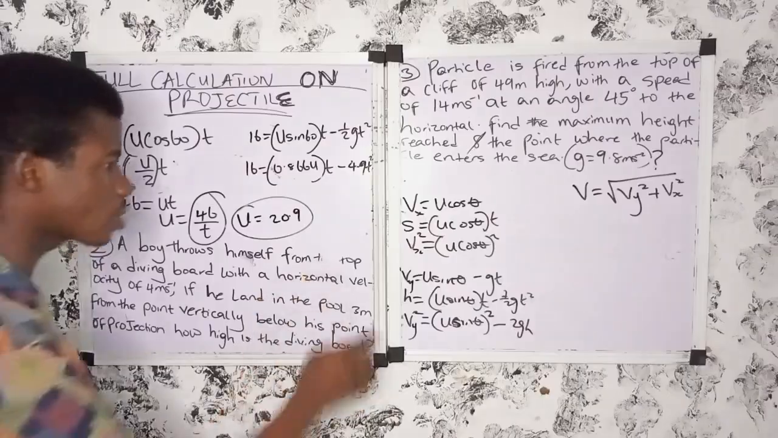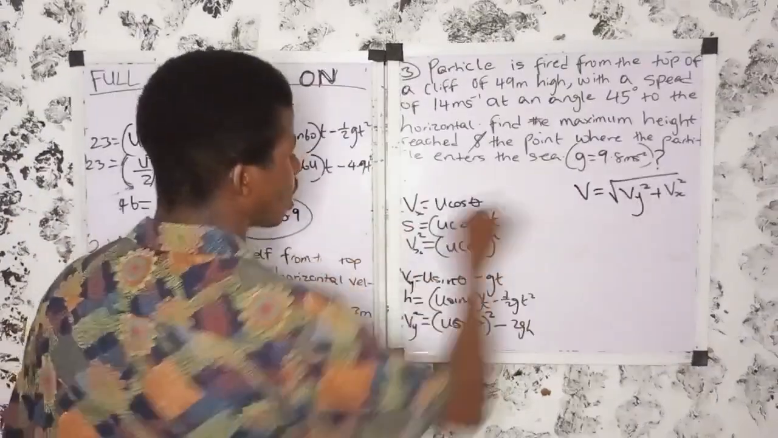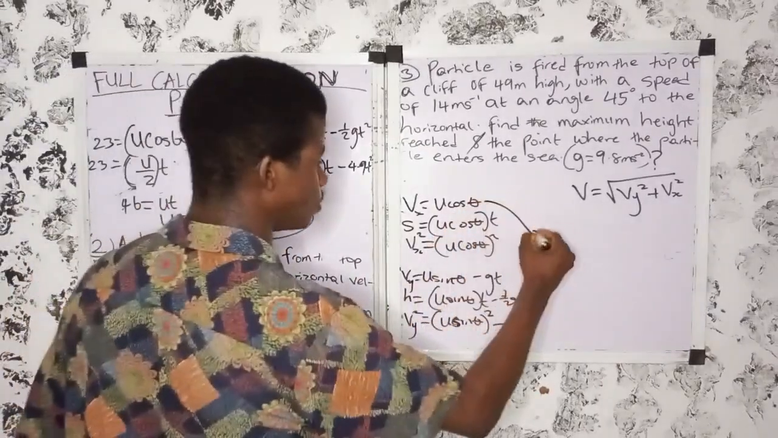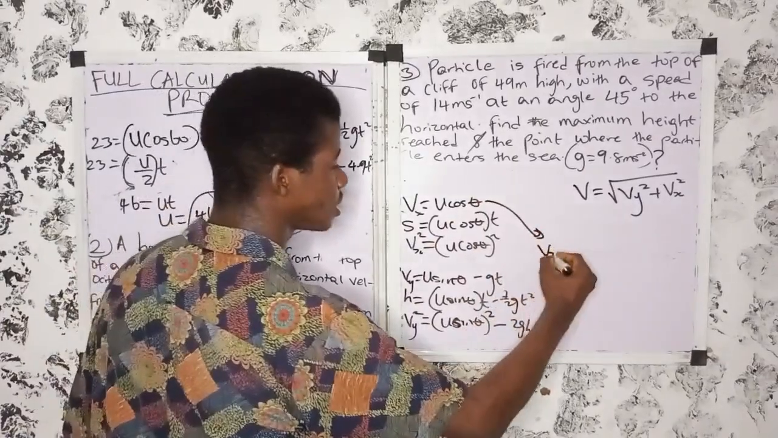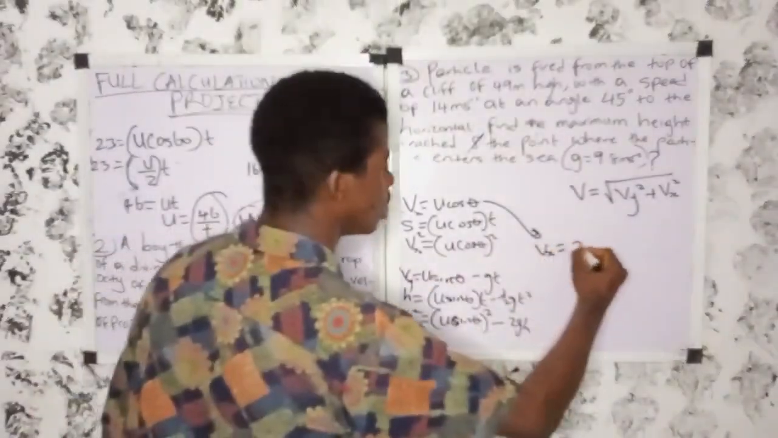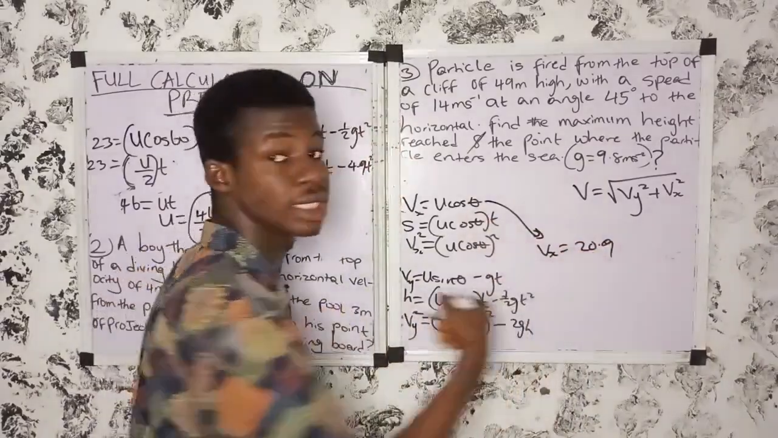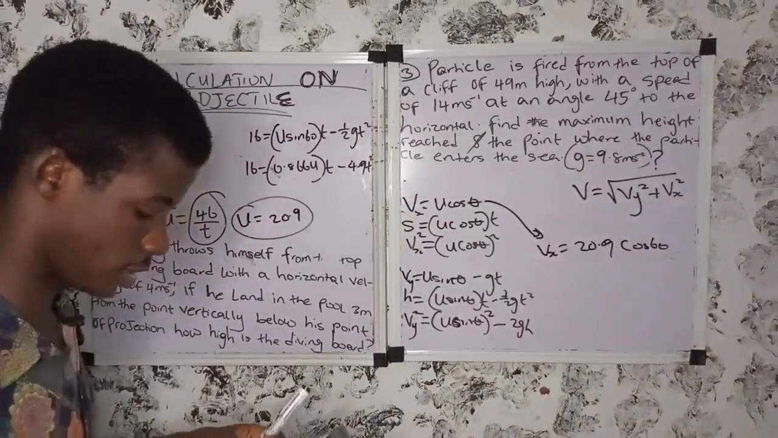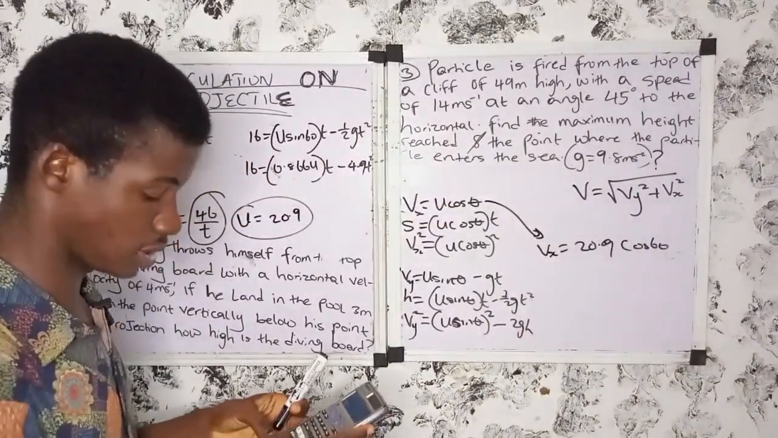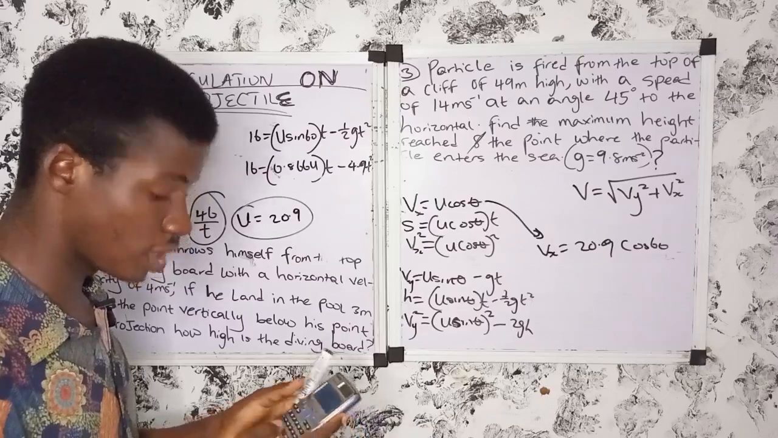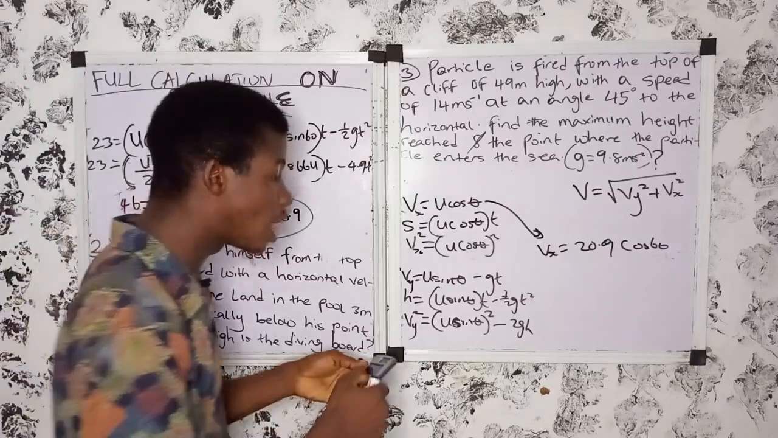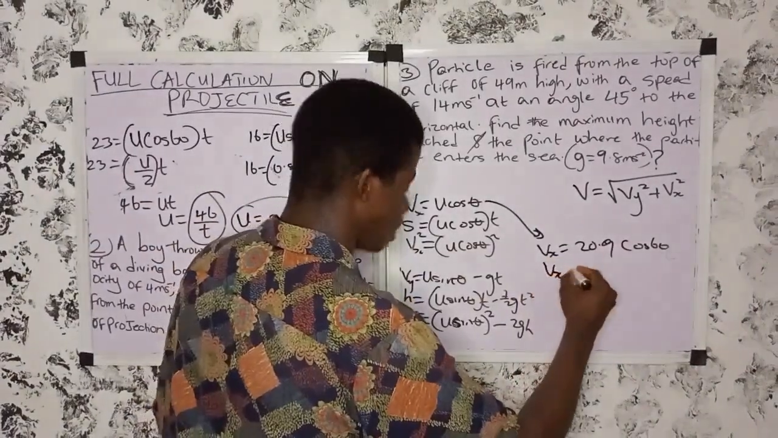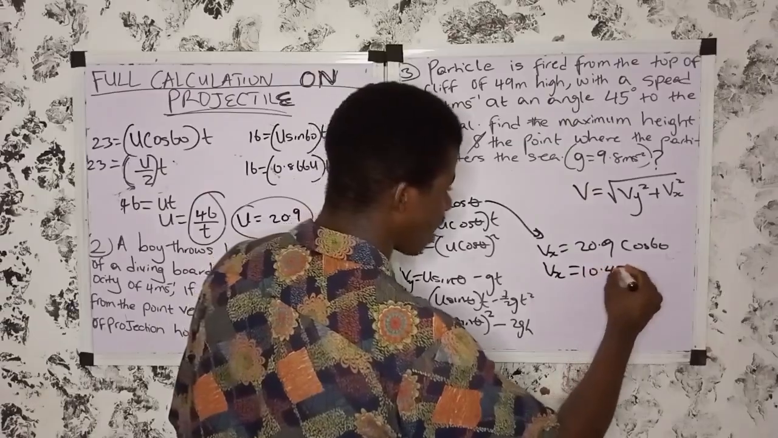So let's continue. Now let's use this one to look for our horizontal velocity. Remember, u is 20.9, right? So Vx equals u, which is 20.9, and the angle is 60, so cos 60. 20.9 cos 60 will give us 10.45. So our horizontal velocity here is 10.45, right?